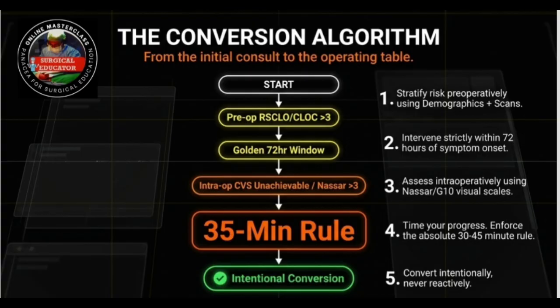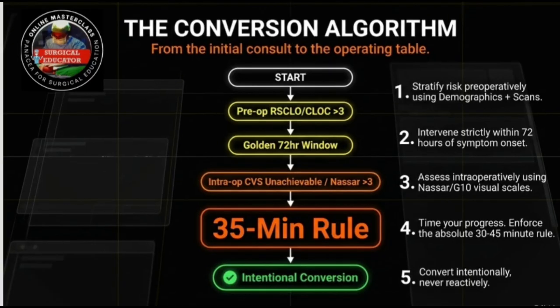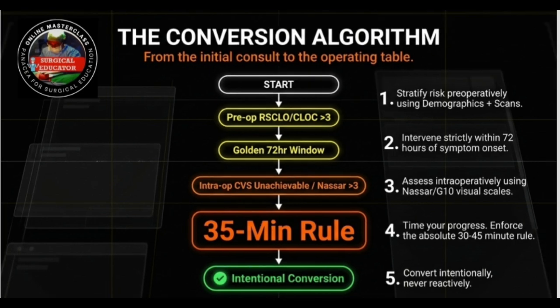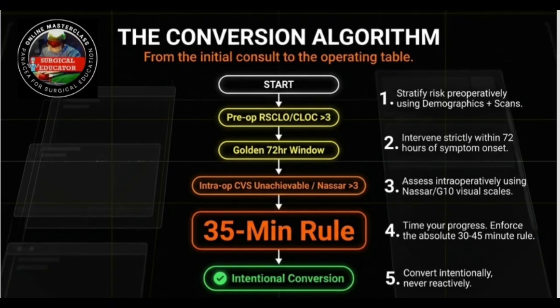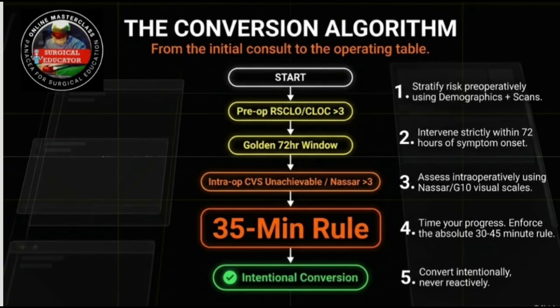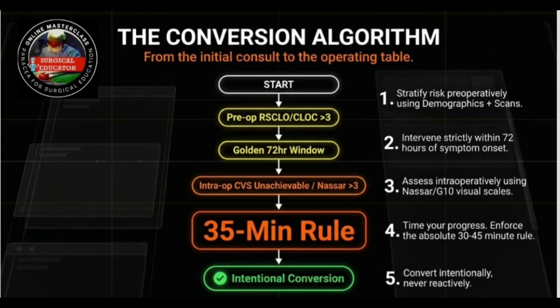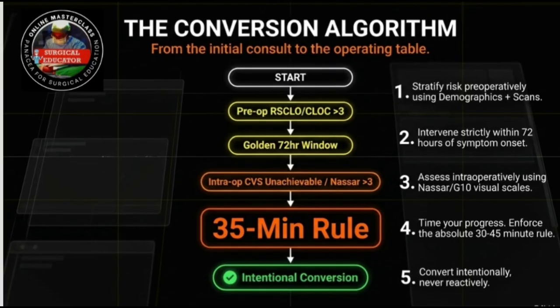Step 3. Assess intraoperatively using Nassar or G10 scales. Break the boiling frog syndrome. Step 4. Enforce the absolute 30 to 45-minute rule, the 35-minute fulcrum. Make the decision while you still have cognitive sharpness. And step 5. Convert intentionally, never reactively. Be the pilot executing a safe go-around. It's a phenomenal architecture for safety, replacing gut feeling with an algorithm of uncompromising safety.